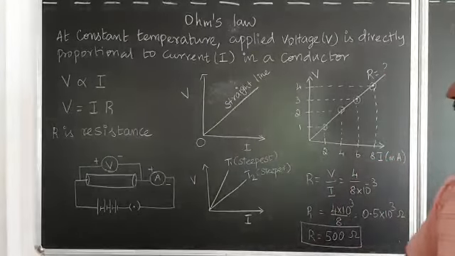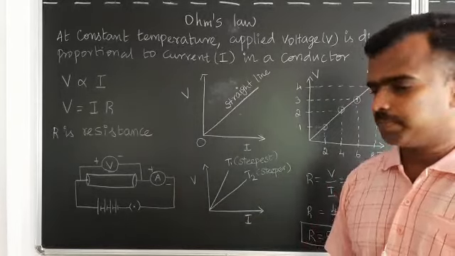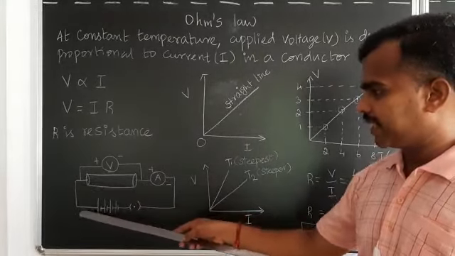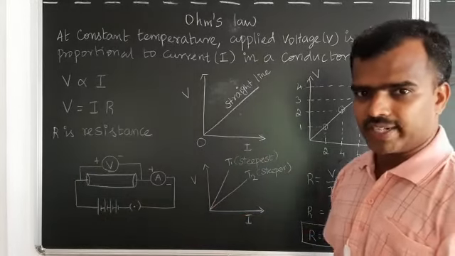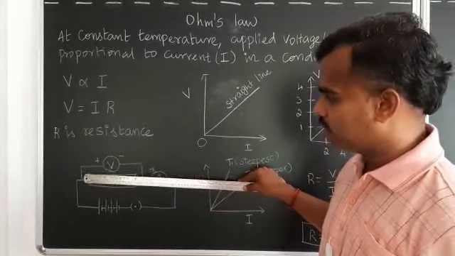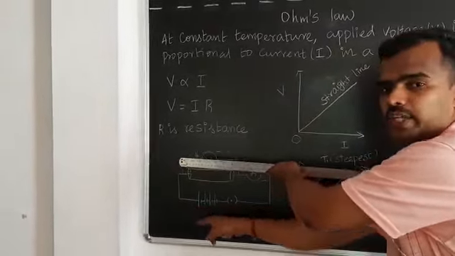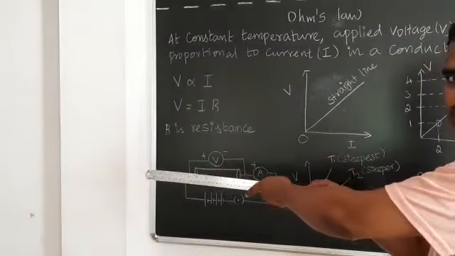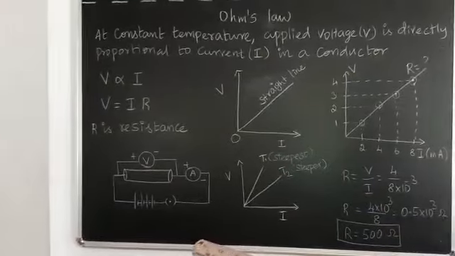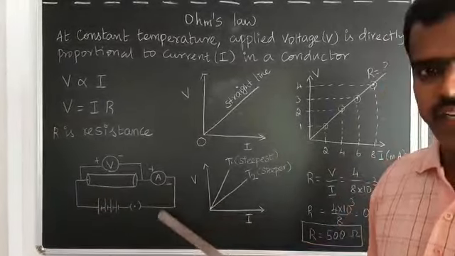right. So this is one simple experiment to study Ohm's law, the experimental setup. Here I have one conductor, right. That conductor is connected to a battery. So what I told earlier, assume that this metal scale is the conductor. So this side is connected with the positive terminal and this side is connected with the negative terminal.